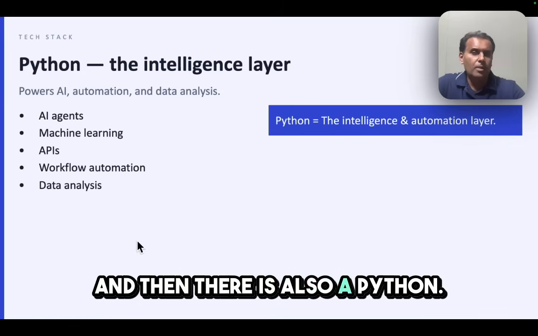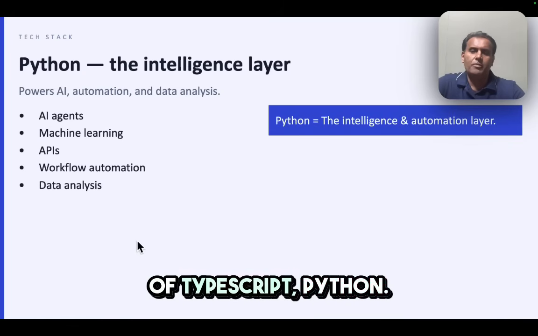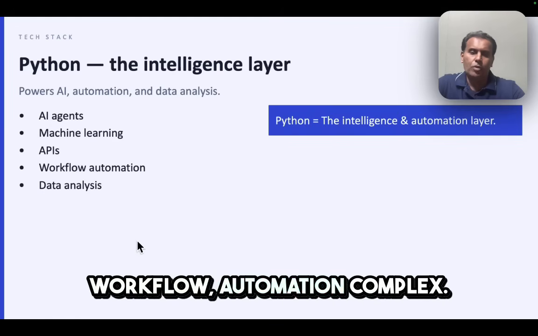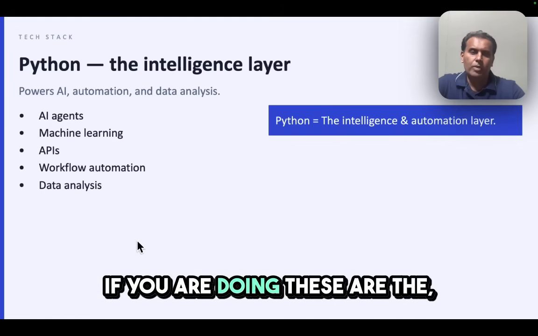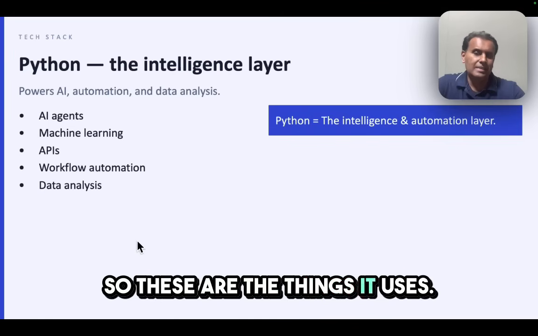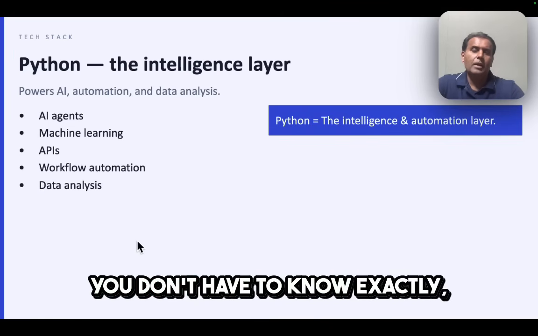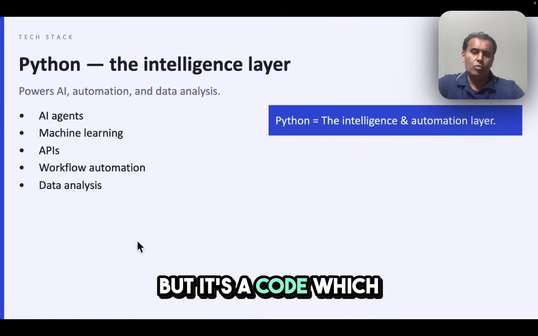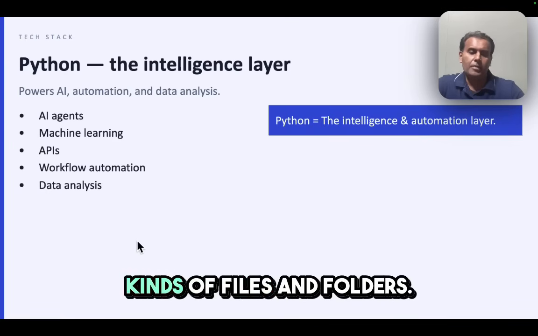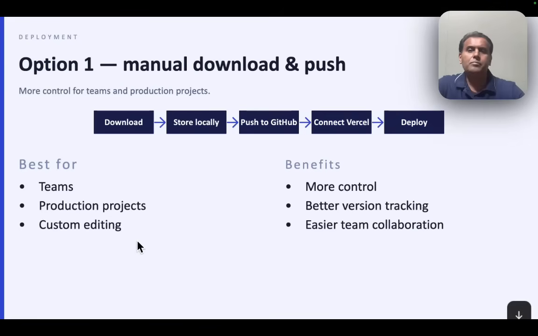And then there is also Python. Sometimes it generates a lot of TypeScript and Python. These are the codes for machine learning, workflow automation, and complex work, if you are doing that. It uses this Python code. So these are the things it uses. You don't have to know exactly, but it's code which is generated, and that's where you will see different kinds of files and folders.